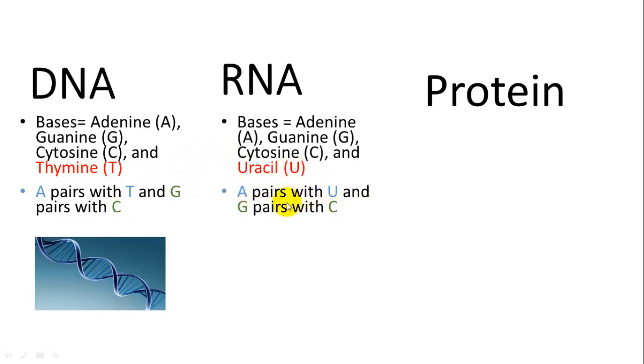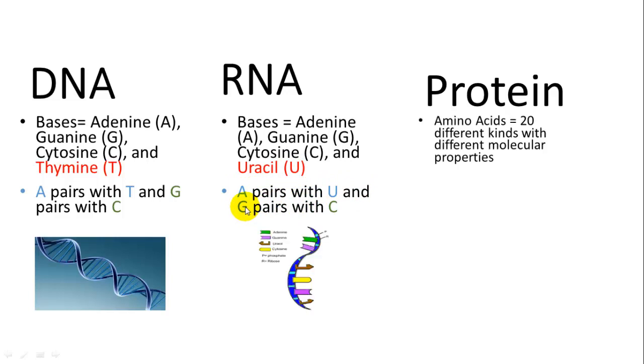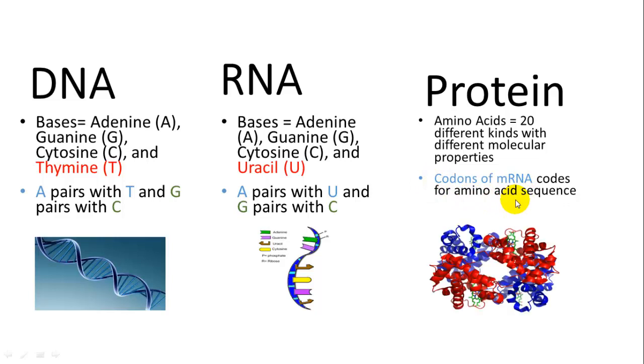Adenine pairs with uracil, and guanine with cytosine. In protein, you have 20 different amino acids, which we have already talked about, and each of them has different molecular properties. The codons of mRNA, and codons are 3 nucleotides. So an adenine, a guanine, and a uracil would make a codon, and these code for different amino acids.